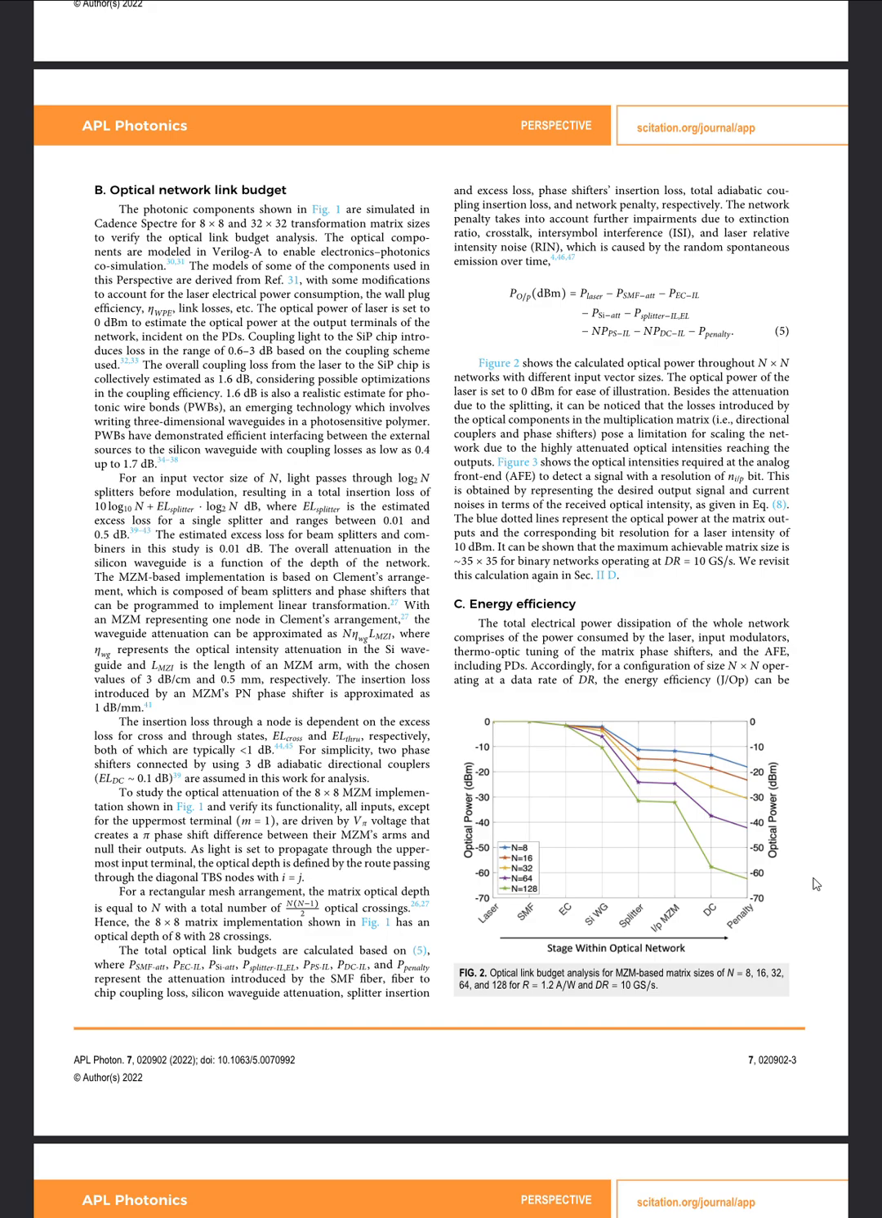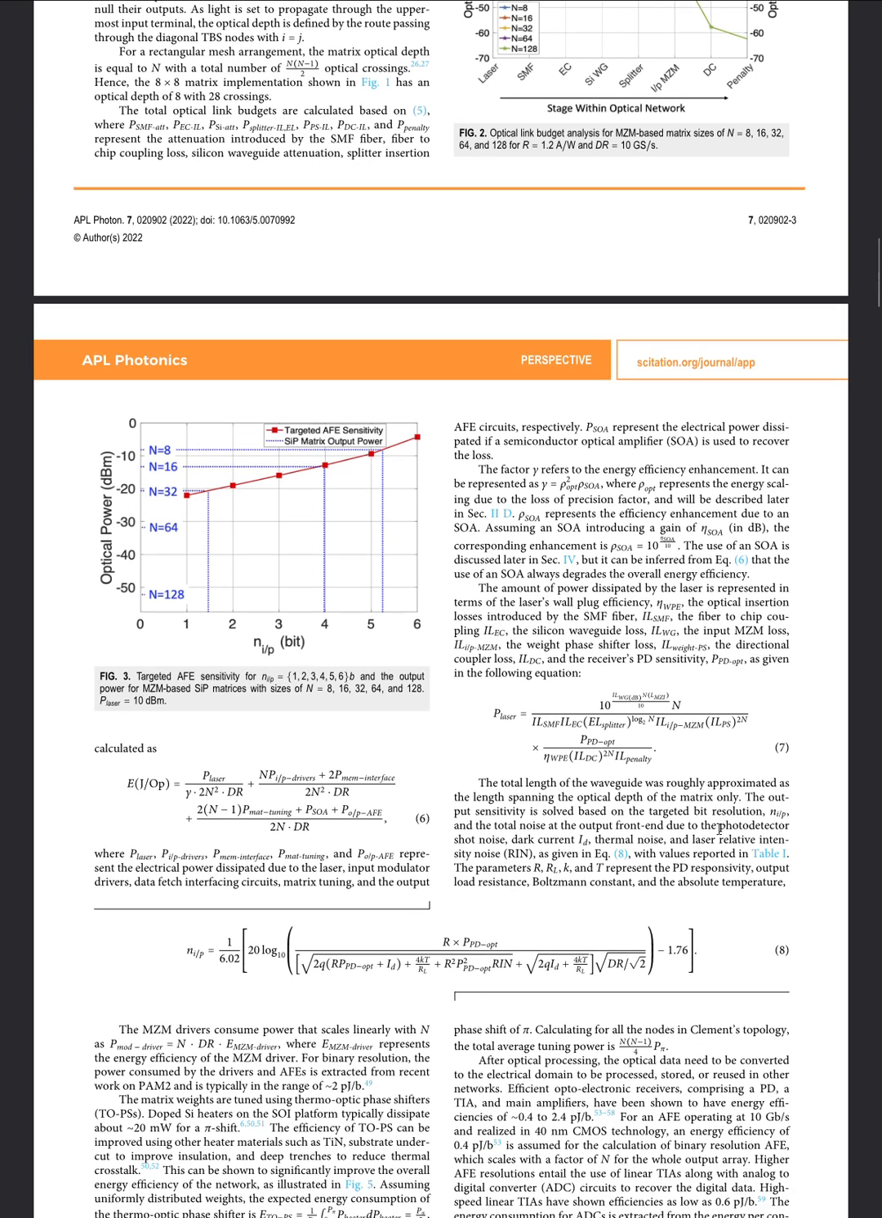Power dissipated by the laser itself, the off-chip laser, is represented in terms of the laser's wall plug efficiency, the optical insertion loss from the SMF fiber, the fiber-to-chip coupling, the silicon waveguide loss, the input Mach-Zehnder loss, the weight phase shifter loss, the directional coupler loss, and the receiver's photodetective sensitivity. The total length of the waveguide was roughly approximated as the length spanning the optical depth of the matrix only, and the output sensitivity is solved based on the targeted resolution, and it's dependent on the total noise at the output front end, dark current and thermal noise, and laser relative intensity noise.